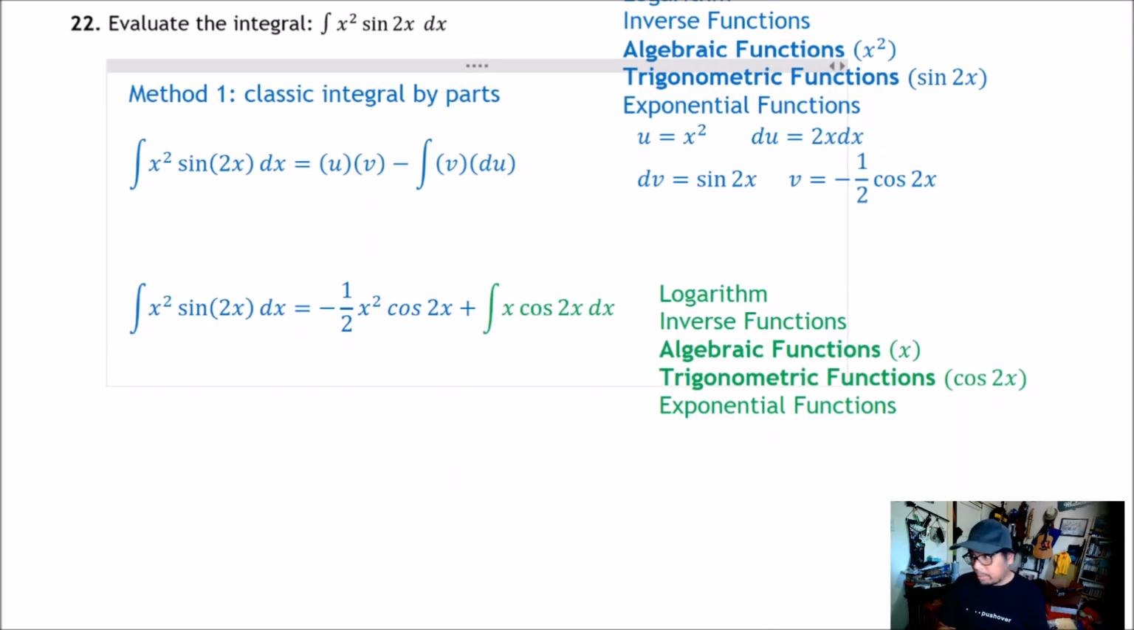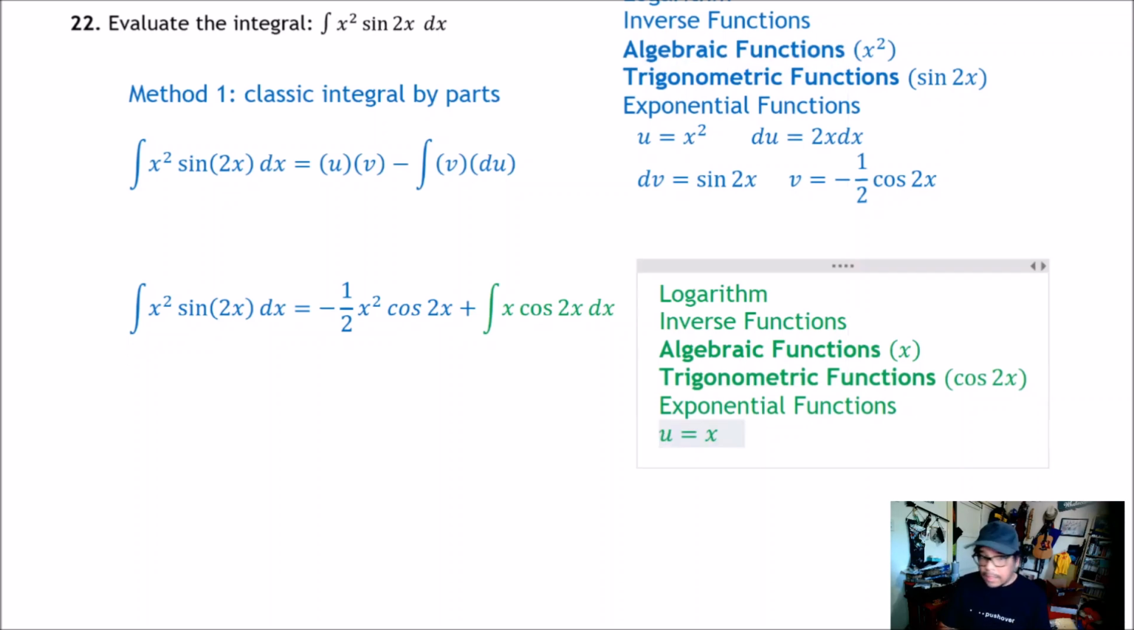My choice of u will be x, and my choice of dv will be cosine 2x. So if u is x, then du is going to be the same thing as dx, and that's very nice. If dv is equal to cosine of 2x, then that means that v is going to be equal to 1/2 of sine 2x.